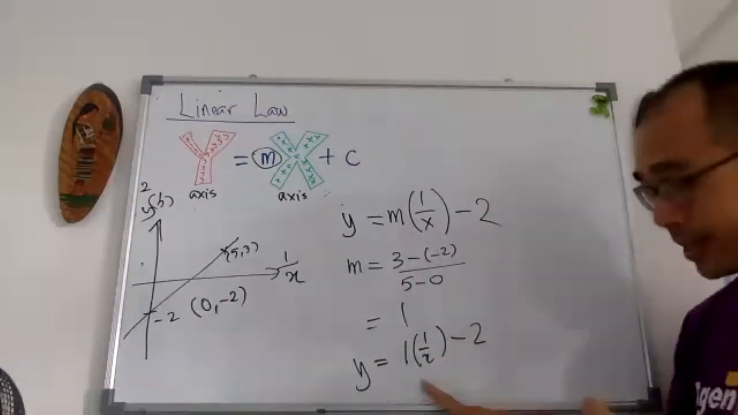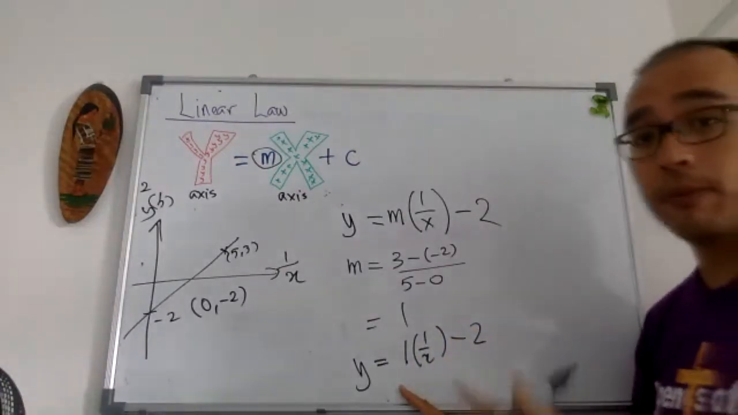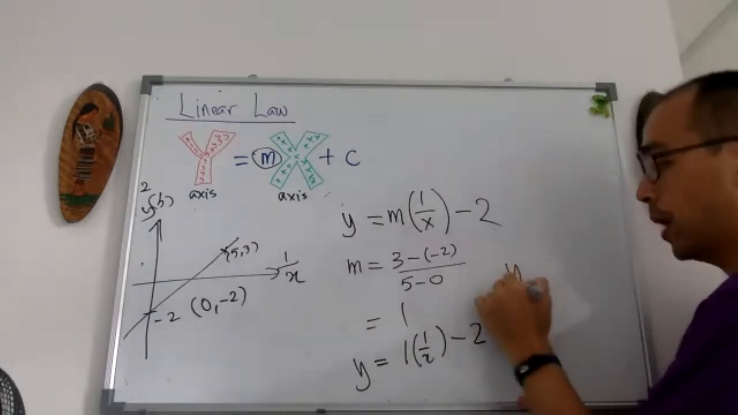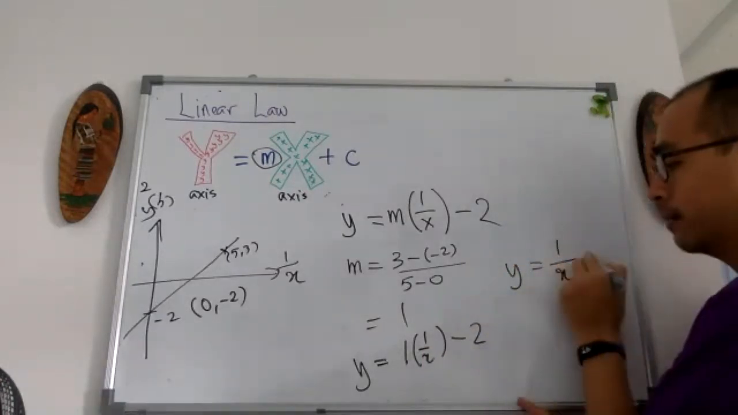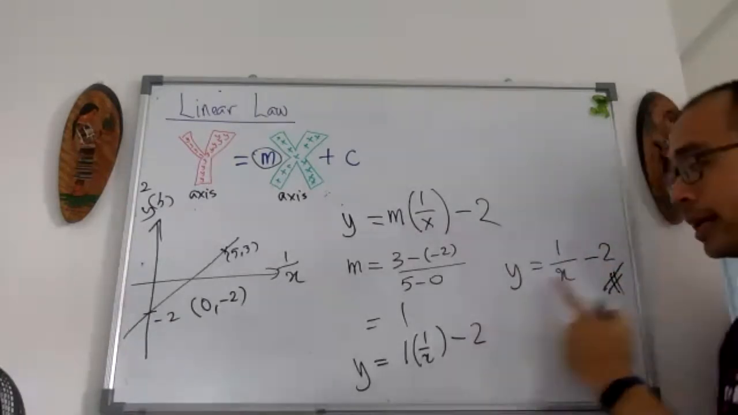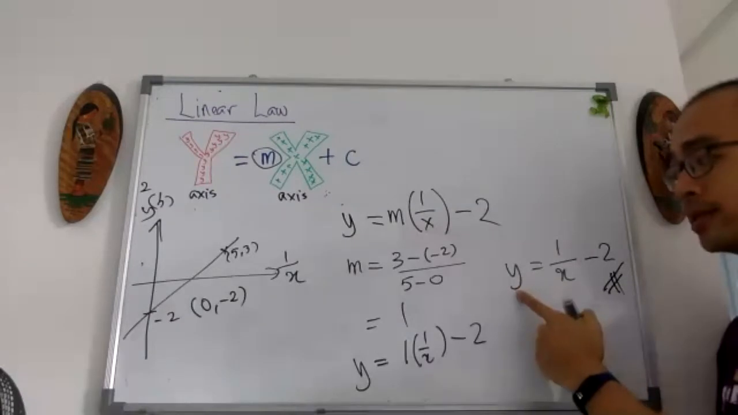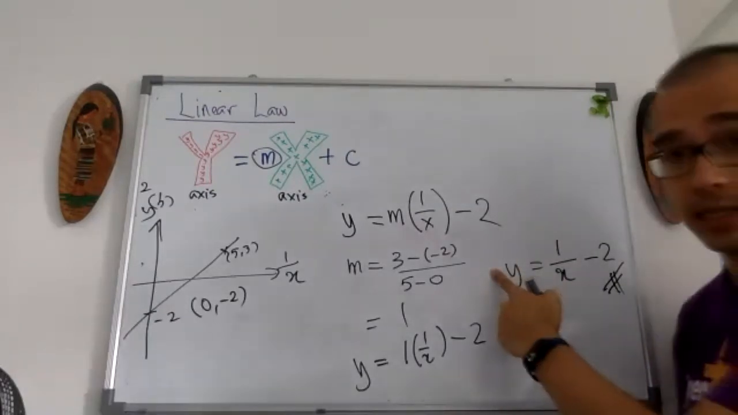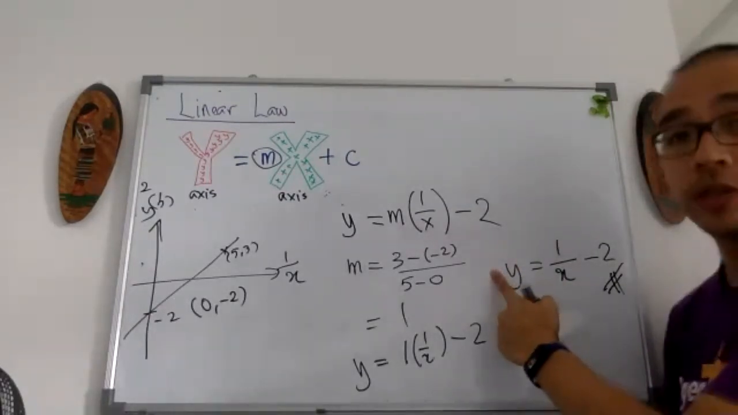And just to make it neat, this is already good enough actually, but if I want to make it neat, I'll just do y equals to 1 over x minus 2. And this is our final answer. The question is to express y in terms of x. As long as my subject is y, just like just now's question, it's totally fine.